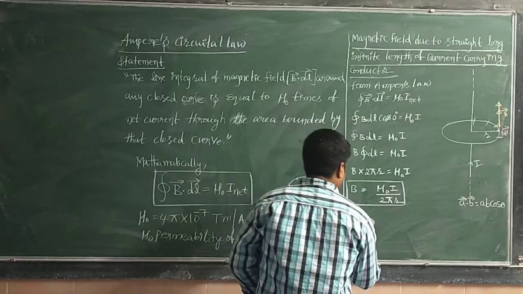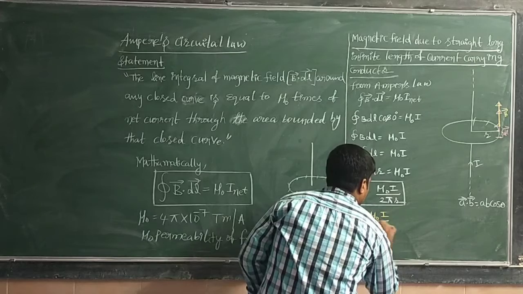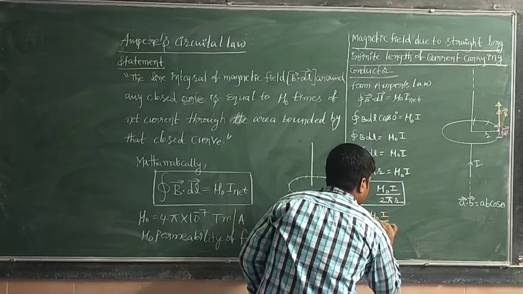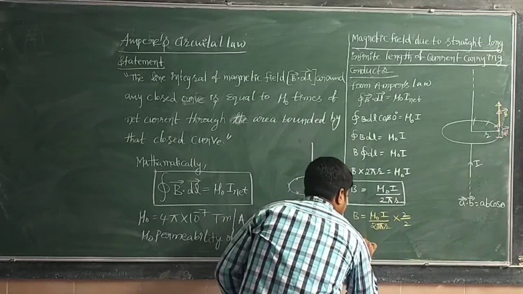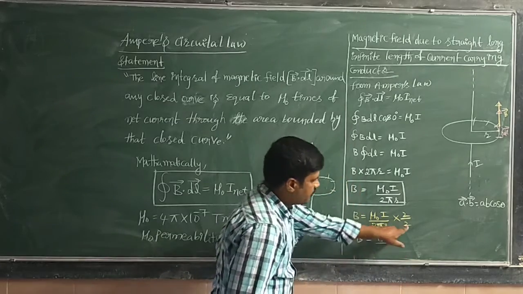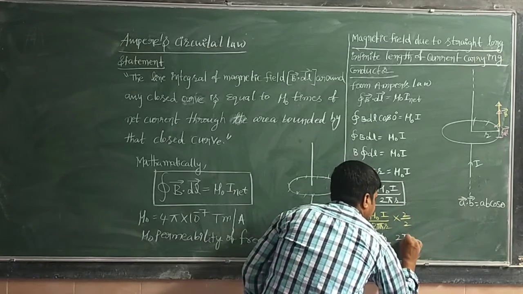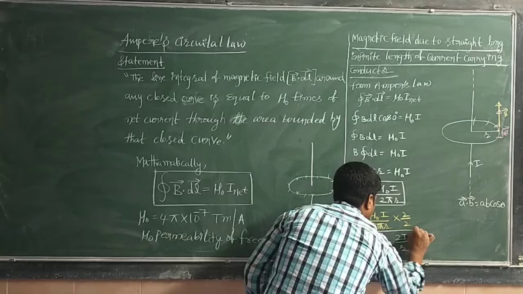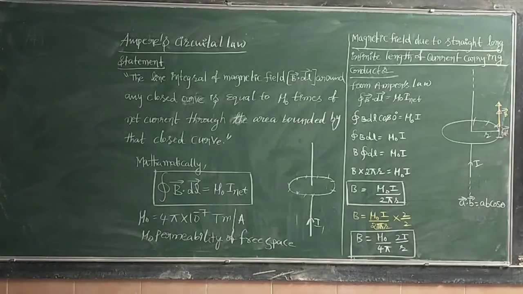Now the similar one, we are going to change it like this. B equal to mu naught I divided by 2 pi r into 2 divided by 2. On dividing like this, B is equal to mu naught divided by 4 pi, and thereafter 2I divided by r also we can write. Now this is the magnetic field due to an infinite length of current carrying conductor. Yes, make a note.